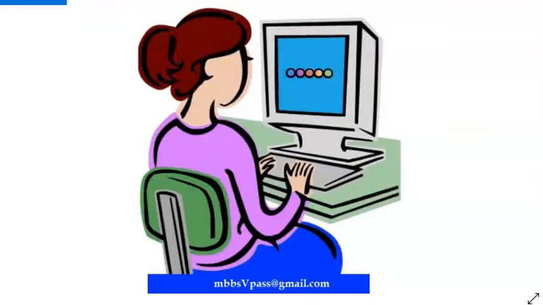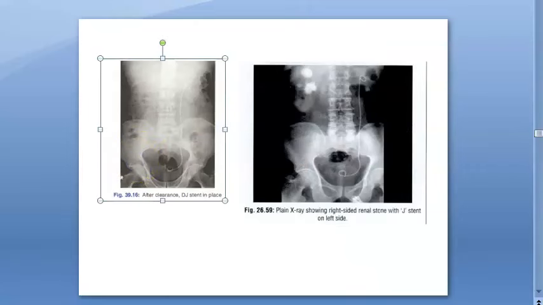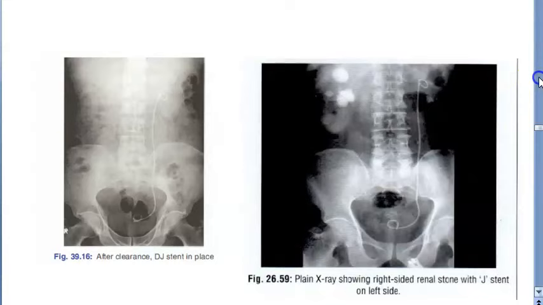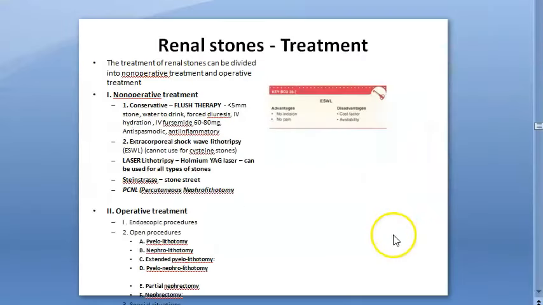Guys, we are taking a very detailed recap. Just look at this. This is the DJ stent, that is, double J stent. They have placed a stent, and once they give the shock wave, the stone will become fragments. Those fragments will come out through this stent. That's it, guys. So you have looked at extracorporeal shockwave lithotripsy.